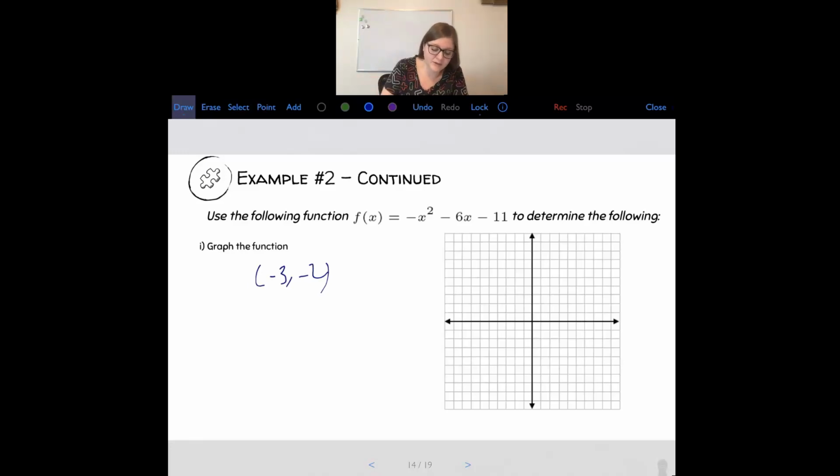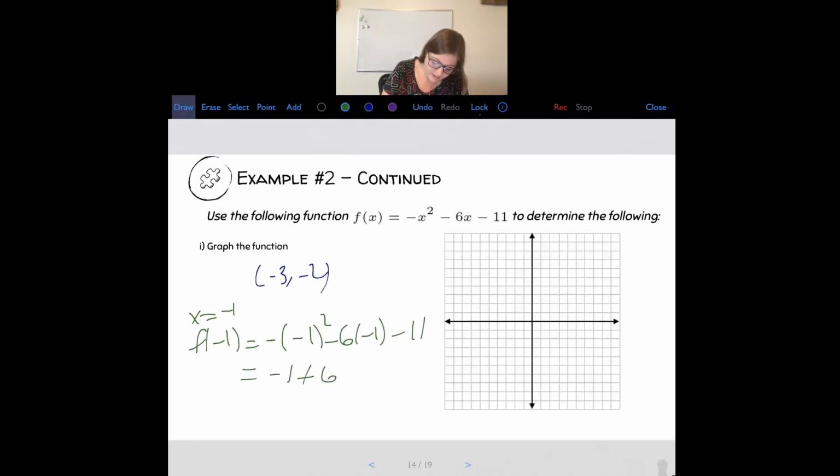So something that you could plug in is like negative 1. So if you found f of negative 1, this is negative 1 squared minus 6 times negative 1 minus 11. So we've got negative 1 plus 6 minus 11, which is negative 1 minus 5, which is negative 6.